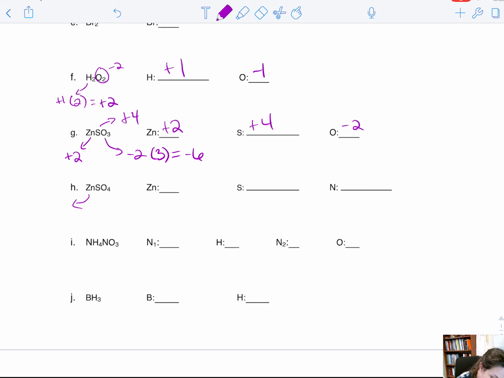Here we go again. We have our zinc +2. Oxygen -2. Oh, sorry, this is supposed to be oxygen. There are 4 of them, so that gives me -8 over here. So to balance out that charge, this has to be +6.